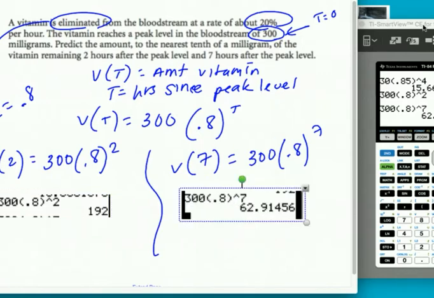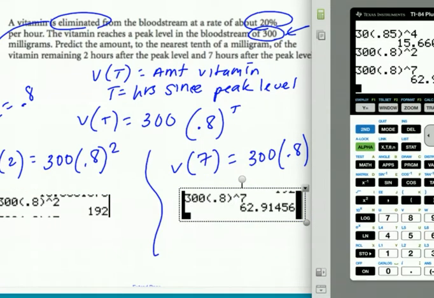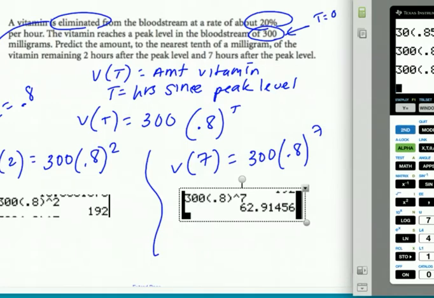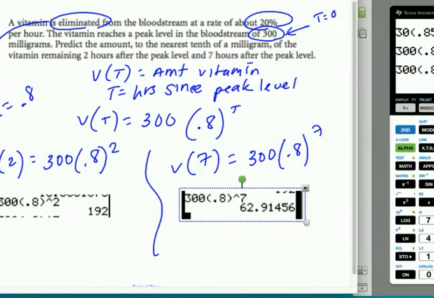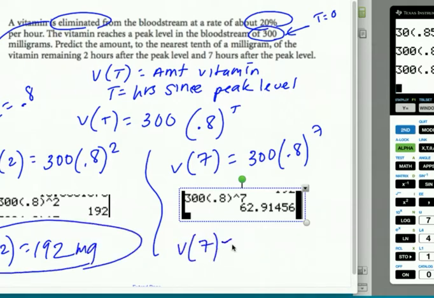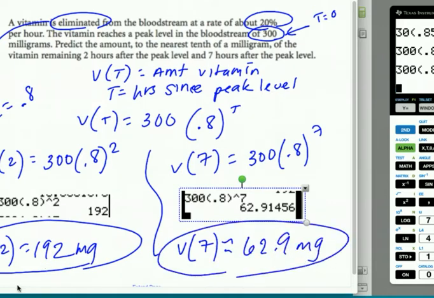All right. Cool. So I was asked to approximate both of these to the nearest tenth, right? So here I don't have to approximate. It's 192 milligrams. And V of 7 is going to be 62.9 milligrams, right? So this is 2 hours after the peak. This is 7 hours after the peak. All right, moving on.